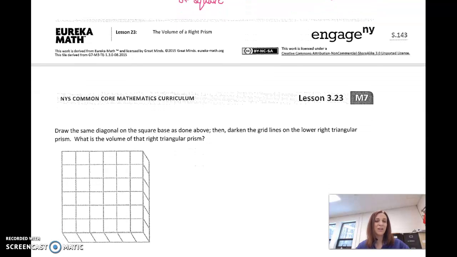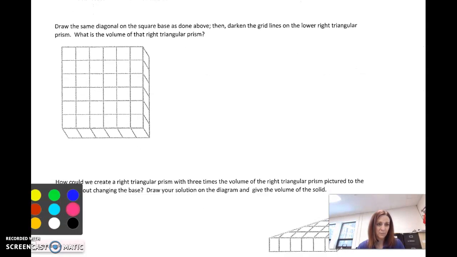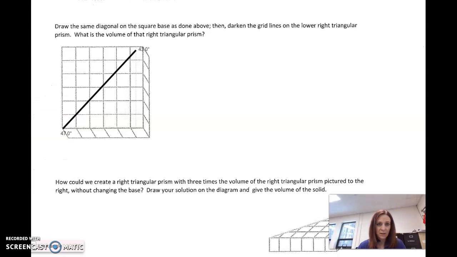You're going to see it's the same type of figure, but this one says now draw that same diagonal on the square base like we did above. Okay, so again, we're only going to be talking about this one down here. I'm going to do this real quick here for us. So I'm sorry if I get a little crazy. But again, we're just talking about the bottom half here.